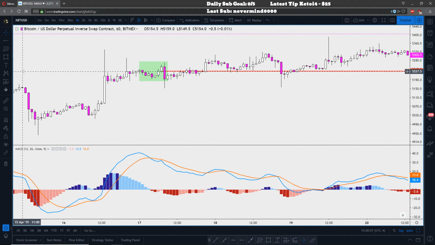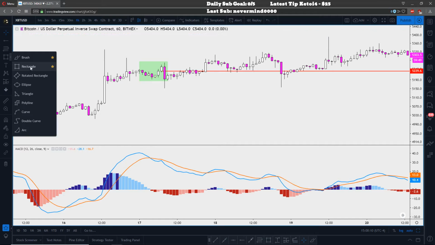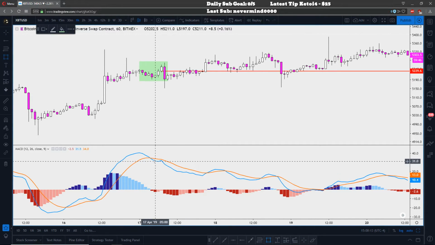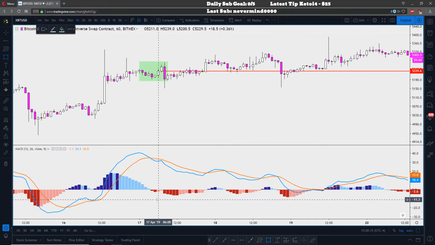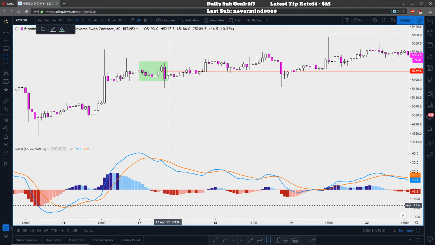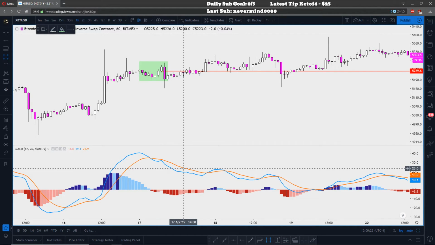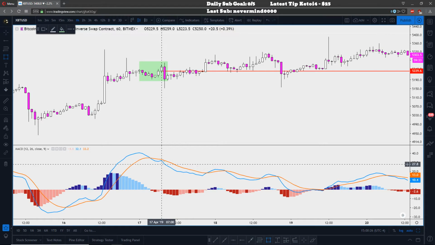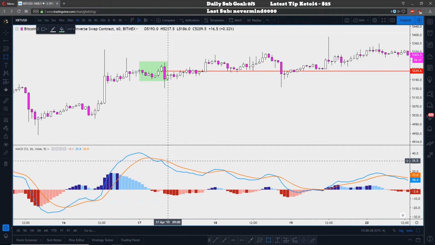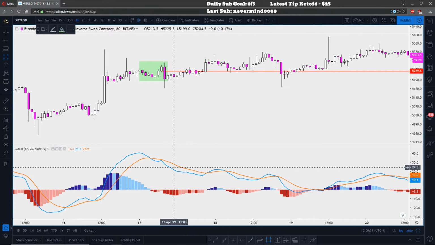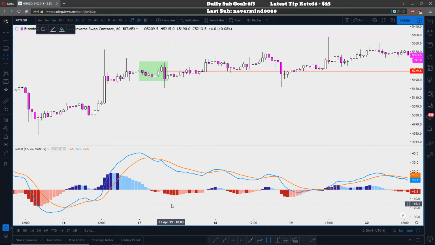So the MACD is in a bearish format, not 100% bearish. 100% bearish is when the blue line is below the orange line and it's below 0. That's 100% bearish. This is bearish, but it's bearish in an uptrend. If it's above 0 and the fast line's below the slow line, it's bearish, but it's bearish in an uptrend. So it could be leading to consolidation, it could be leading to a pullback, but your overall trend is bullish.